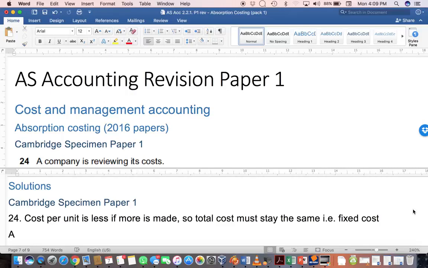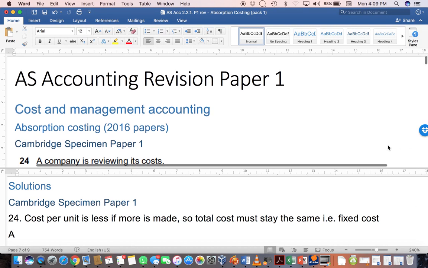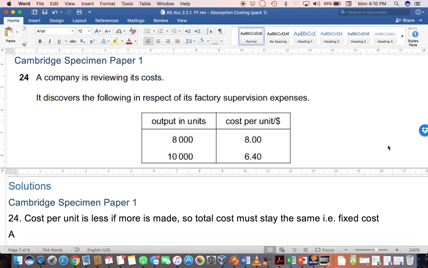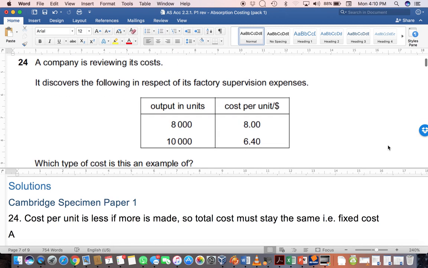In this video, I will explain how you can approach multiple choice questions relating to absorption costing. Let's have a look at Cambridge Specimen Paper 1, which was from 2016. Question 24. A company is reviewing its costs.